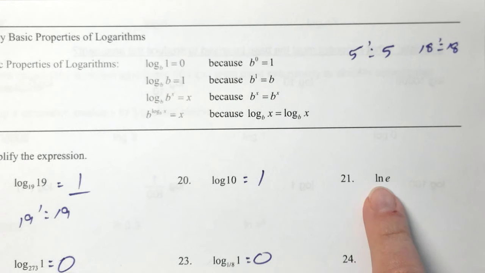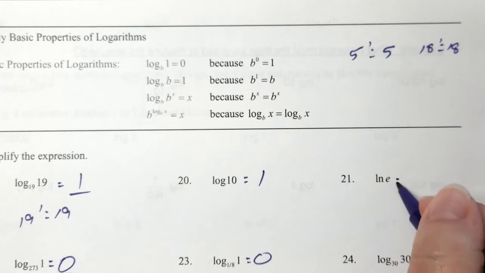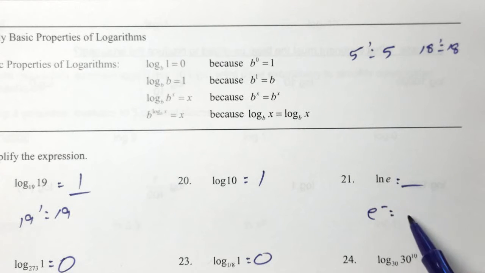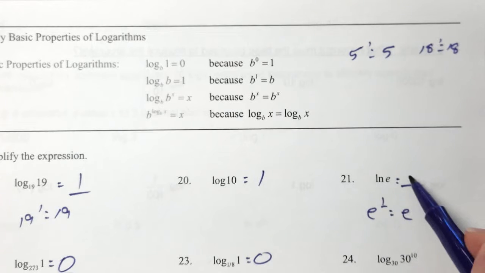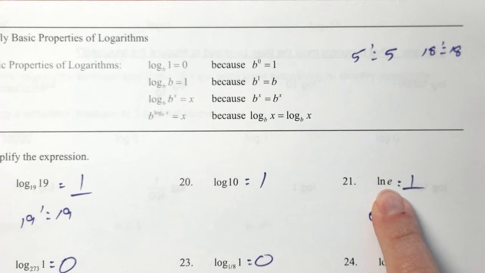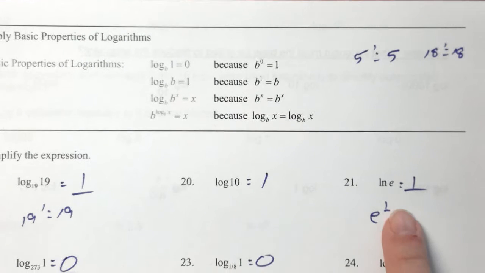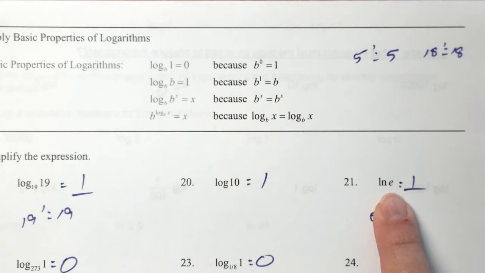And 21, ln of e. Again, if you were to convert it, they don't write that the base is e, but we know it is. So e to the something has to equal e. Well, yeah, that's going to be a 1. Our base and our argument were the same thing. Okay? So from here on out, anytime we see a log 10, we know that's a 1. Anytime we see an ln e, we know that's a 1.